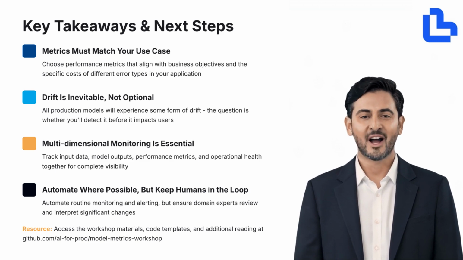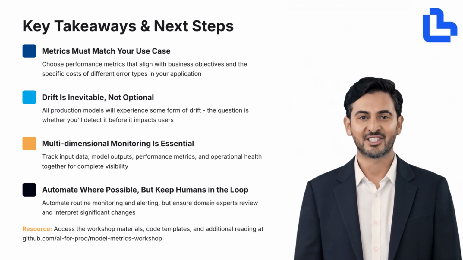Fourth, automate where possible, but keep humans in the loop. Automation helps you scale monitoring and respond quickly, but domain experts are still crucial for interpreting complex changes and making strategic decisions. The best systems combine machine efficiency with human judgment.